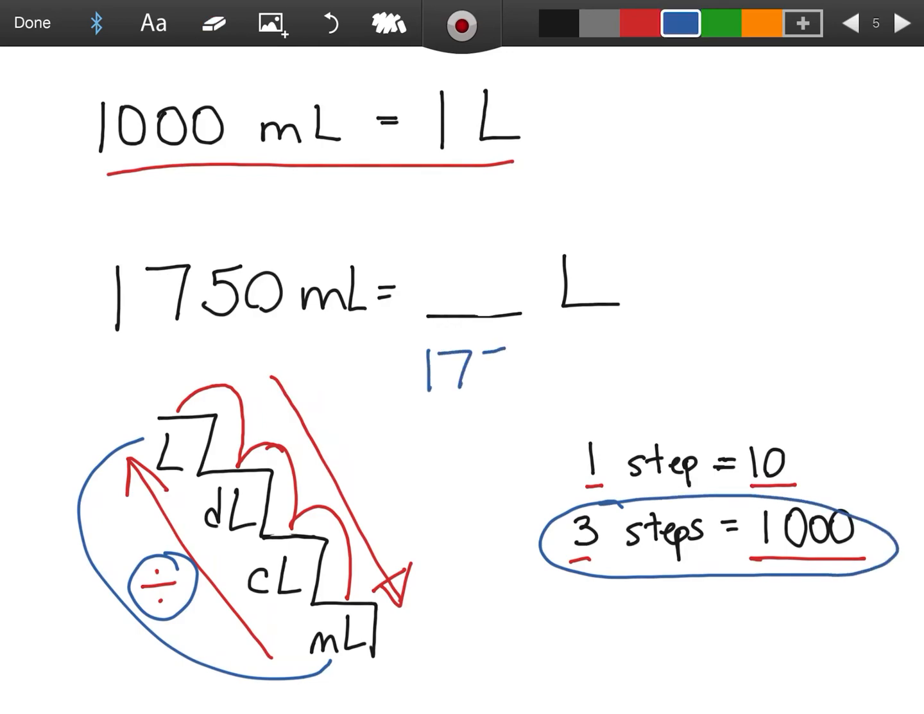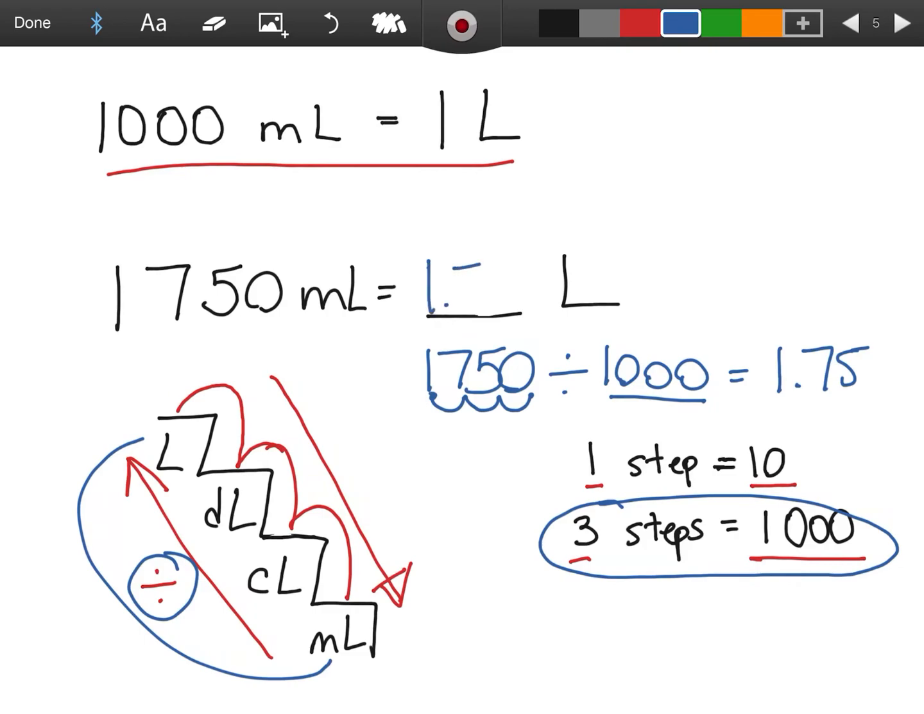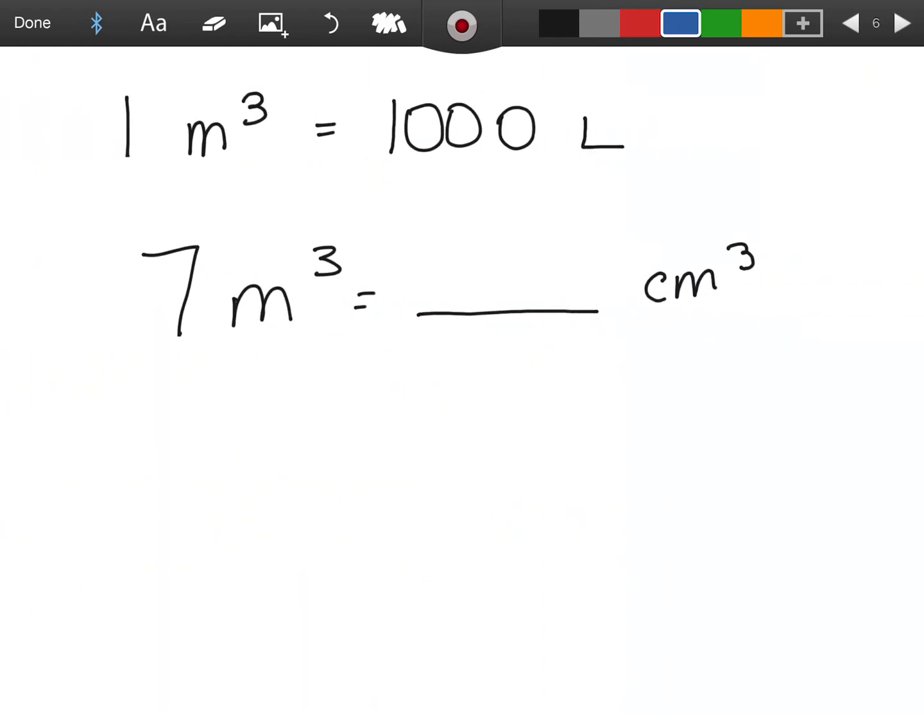So we're going to take 1,750, divide it by 1,000, and that would give us 1.75. You can put that in your calculator, or for those of you familiar with the shifting, 3 zeros, we're shifting the decimal spot 3 spaces to the left. So that gives us 1.75 liters. Okay, and that's one of your homework questions, so you're welcome.